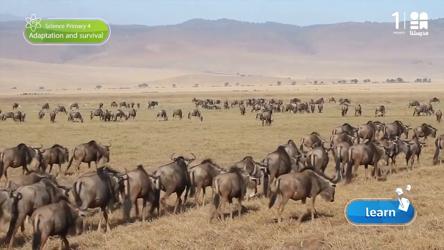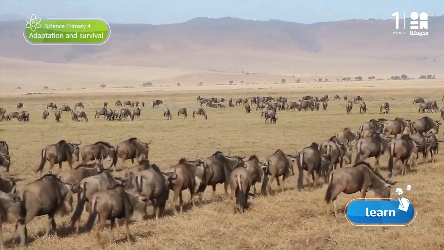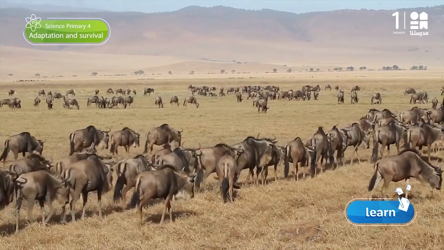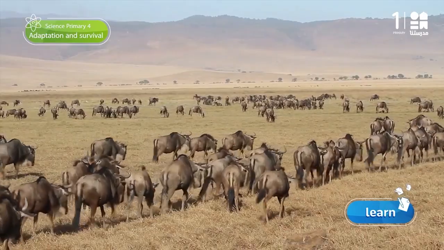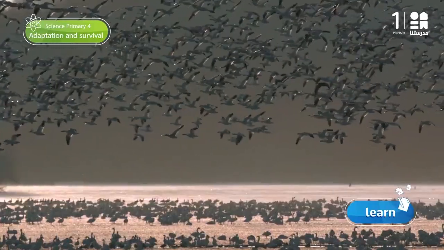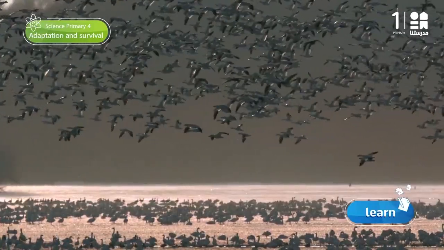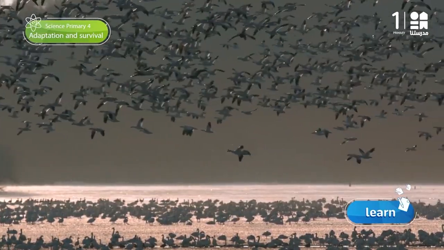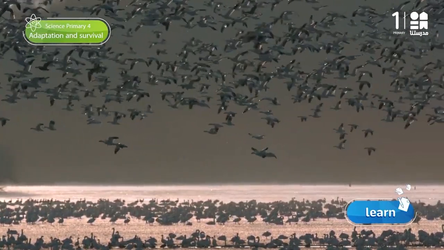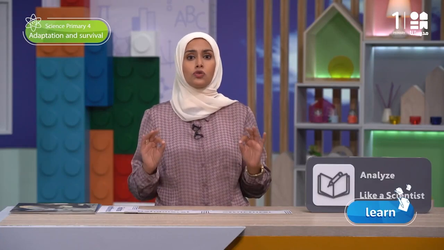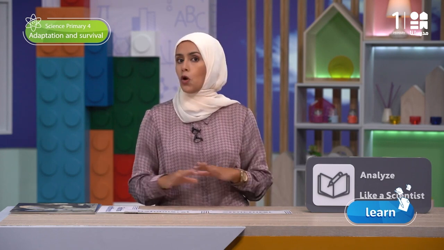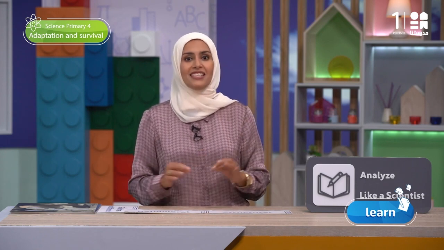Some animals and birds migrate at certain times of the year. They leave their homes and travel far distances to another places. Migrate? Which type of adaptation is that? Structural adaptation or behavioral adaptation? Let's analyze very quickly. Did I refer to anything related to its body structure? No. So, it's not structural adaptation.